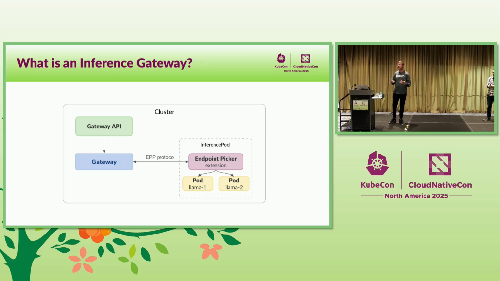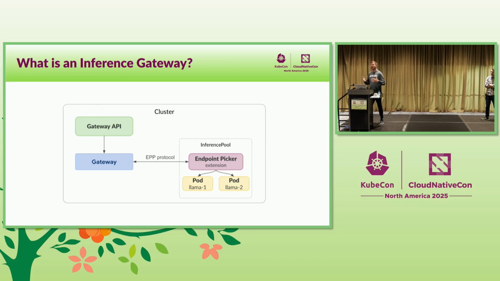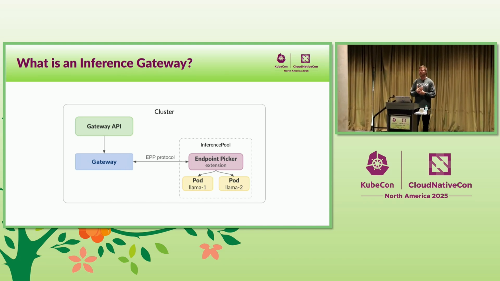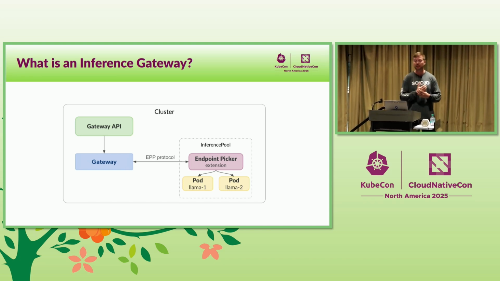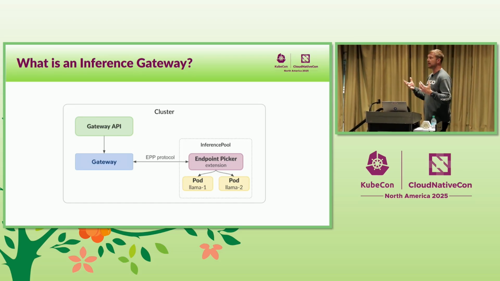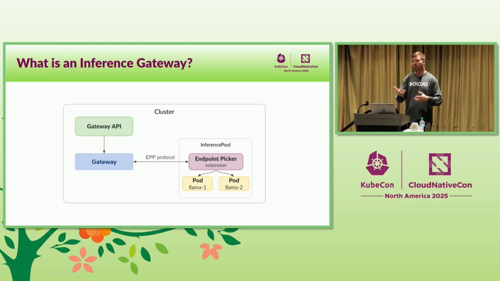And so what is an inference gateway? An inference gateway is a gateway, like a proxy or a load balancer, that is coupled with an endpoint picker extension, or what we call an EPP. The project, Gateway API Inference Extension, has a reference EPP, but as long as the EPP follows this EPP protocol specification that we defined, you can develop your own EPP if you wanted to. And as part of the gateway, it needs to understand Gateway API, and of course, it also needs to implement the EPP protocol specification.